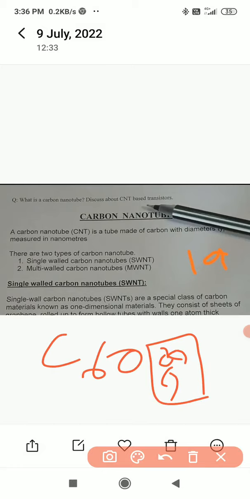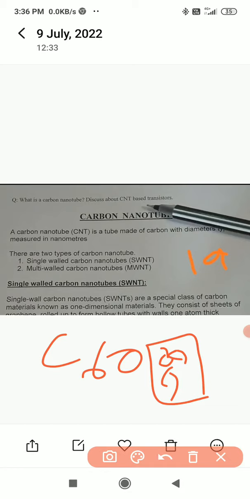That sheet is rolled into single walled or multi walled layers of carbon nanotubes. So a carbon nanotube is a tube made up of carbon with diameter typically measured in nanometers. By folding the graphene sheet, we will get a carbon tube, a carbon nanotube.